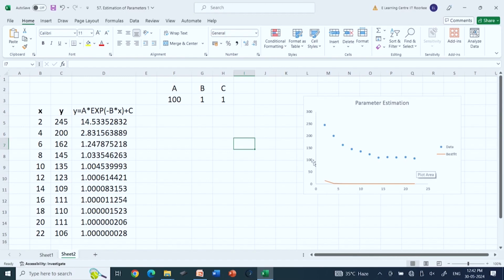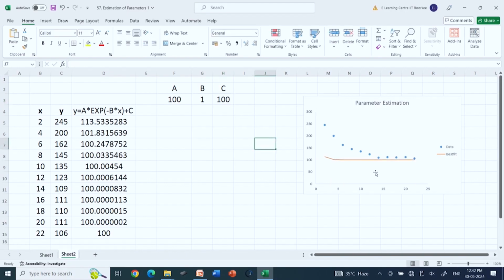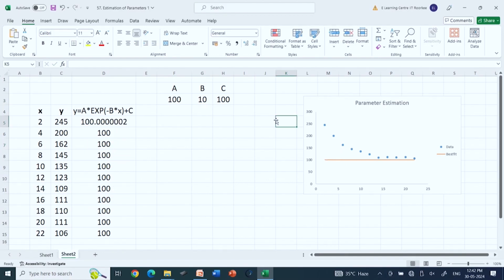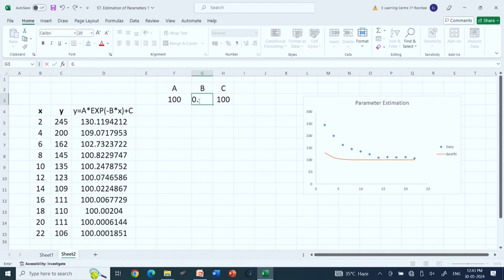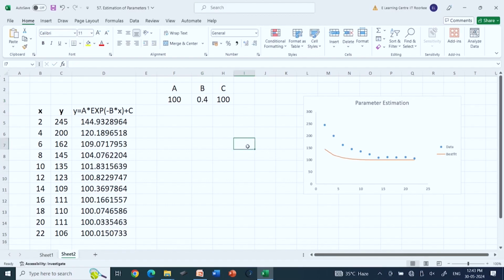Let's lift this one. If I make this also 100, it goes up. Now I have to put this a bit, so if I make it 10, it becomes straight. This value has to be less, say 0.5, and it moves up. At 0.6 it moves down. So let us make it 0.4, and it is going up.